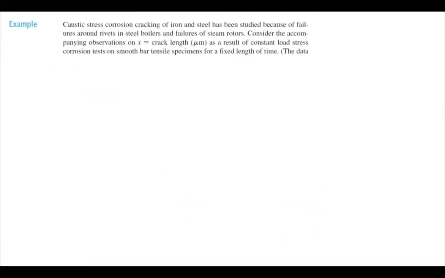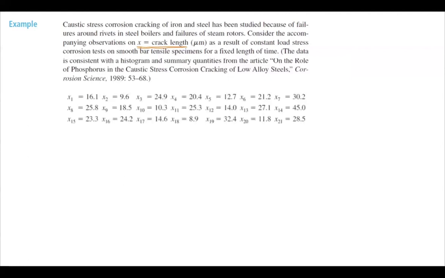Caustic stress corrosion cracking of iron and steel has been studied because of failures around rivets in steel boilers and failures of steam rotors. Consider the accompanying observations on X, which is crack length. So these are our observations that we're going to focus on. X sub 1 is 16.1. X sub 2 is 9.6. And as you can see, you have observations down here. What is the average? What is the mean? What's the typical value? What's the typical crack length?